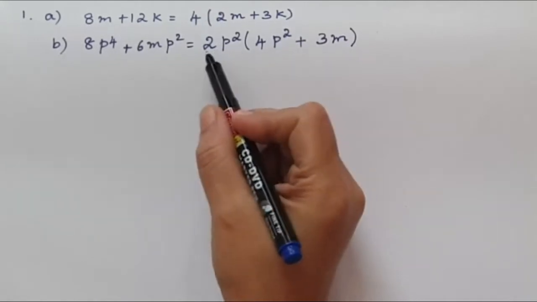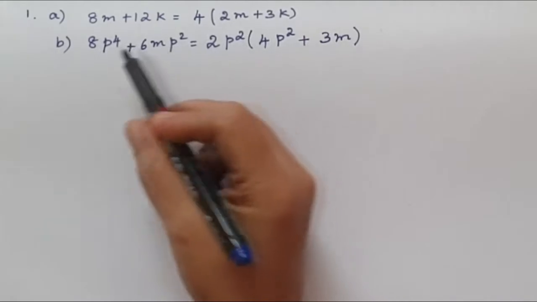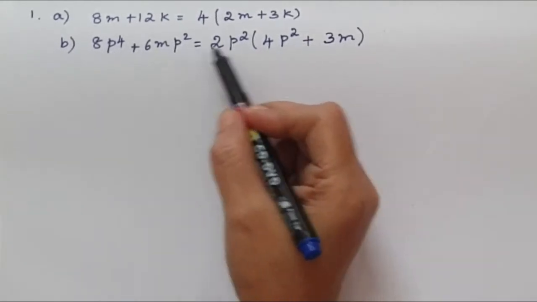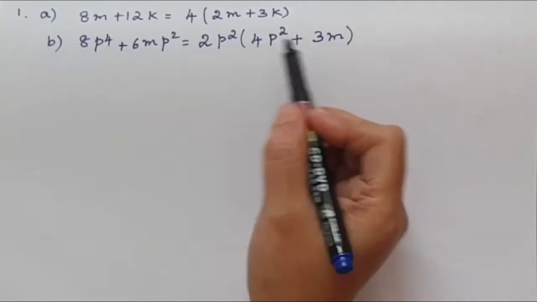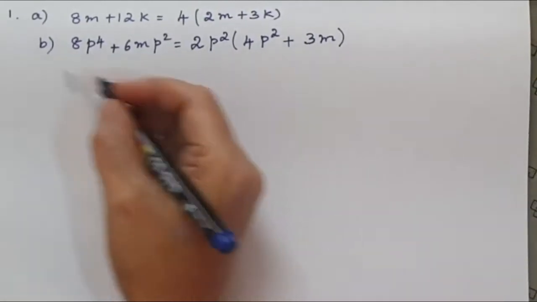Now let us check. 2p squared into 4p squared when you multiply: 2 4s are 8. P squared multiplied by p squared is p power 4. In the same way, 2 multiplied by 3 is 6 and p squared into m is mp squared.